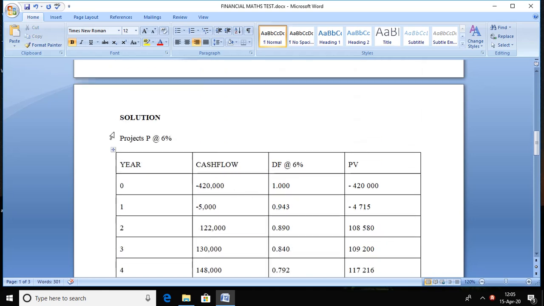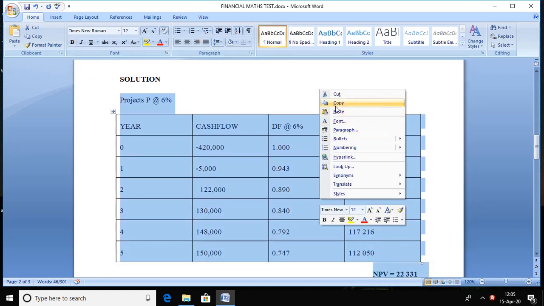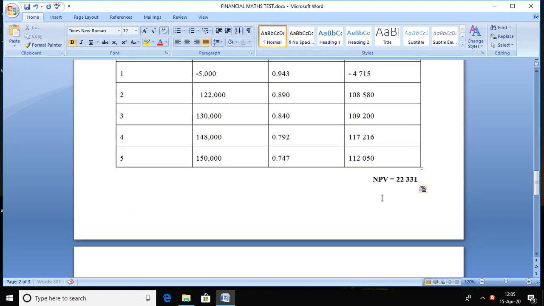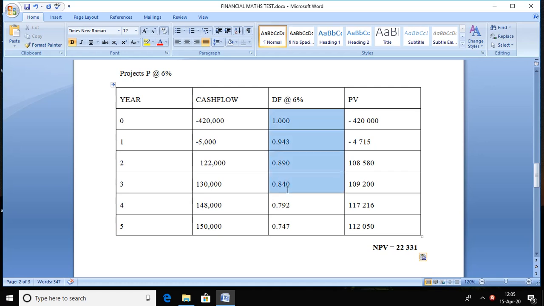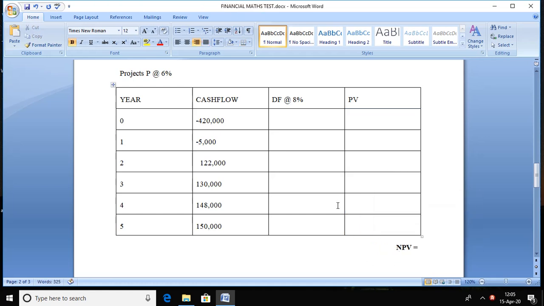What will be the NPV of project P at 8%? So project P at 8%. Let's just borrow that. So at 8%, our DF is going to be different. We have to look at column 8% from the table. Then our values here, except for the first one, will also change, and our NPV value will be different. So the cash flows are the same.